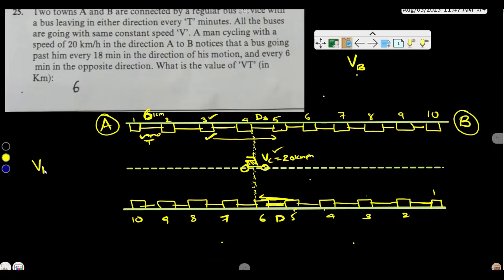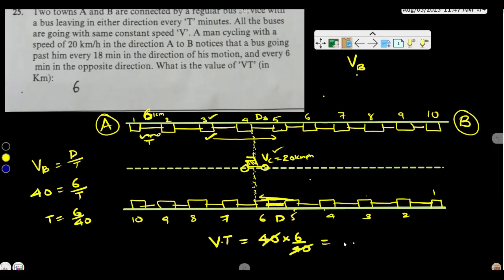Now, velocity of the bus is equal to distance upon time. Velocity of the bus we have got as 40. Distance is 6 km divided by time, so the time is equal to 6 by 40. Now he's asking for the V into T value. The V value we already know is 40, and the T value is 6 by 40. 40 and 40 get cancelled. The value of VT is 6.